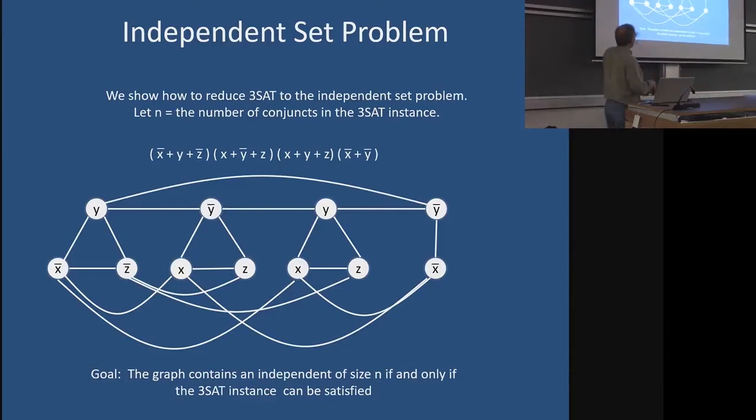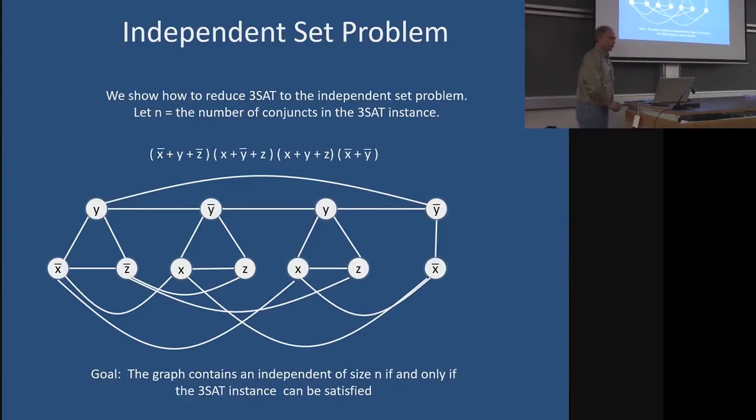So if you pick it that way, there is an independent set of size 4. And when we pick x bar, y bar, z, it makes that thing up there true. So if there's a solution to that, there'll be a solution like this for n equals 4. 4 is the number of conjuncts. And if there's a solution down here, there'll be a solution up there. That's what we need for the reduction.